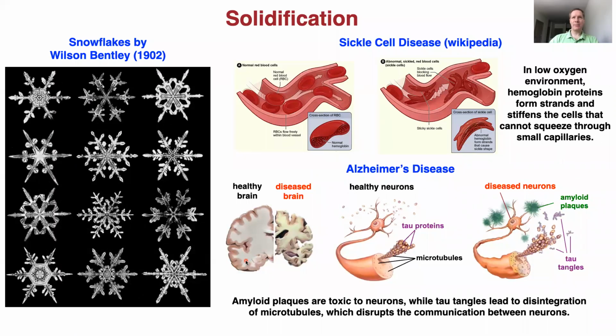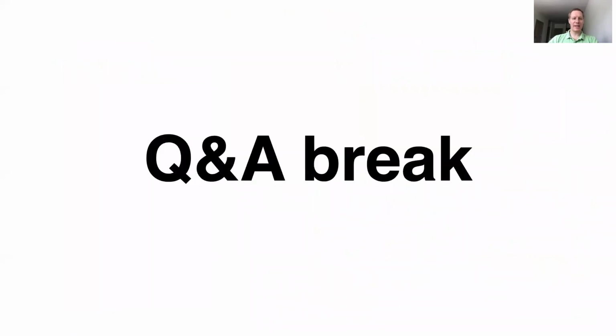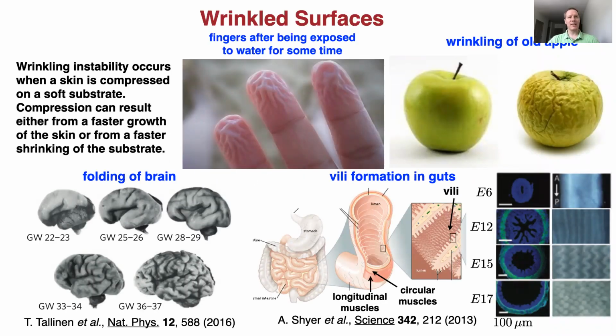Okay, so maybe let's take a break here and I can look at some questions. Okay, the top question is: is there a correlation between the complexity of brain regions versus its level of wrinkling? That's a very good question. Let's go to the brain. Right, so the answer is no, right? It seems that these wrinkles appear quite uniformly.